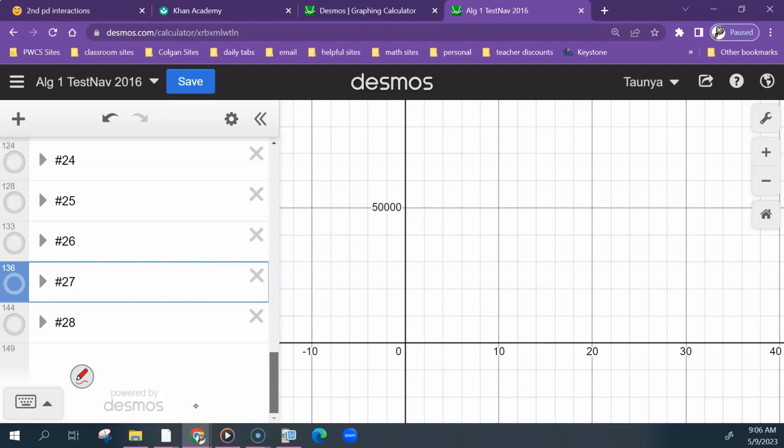Are you allowed to use our notes? Yes, you can use your notes, you can use Desmos, you can use each other.